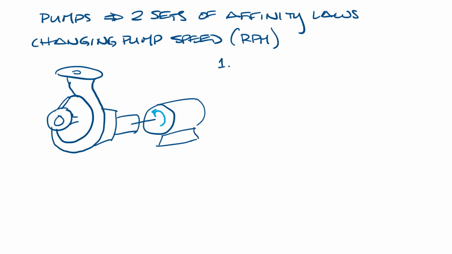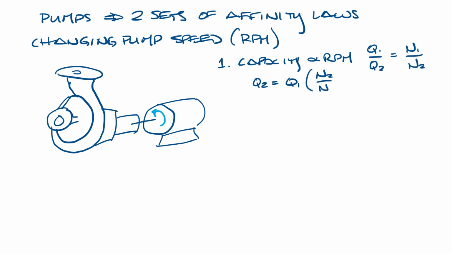The first law is that the pump capacity in GPM is proportional to the pump speed in RPM, and it's written like this. Q1 over Q2 equals N1 over N2, and then you can rearrange that to be Q2, the new capacity, is equal to the old capacity, Q1, times N2, the new RPM, over N1.